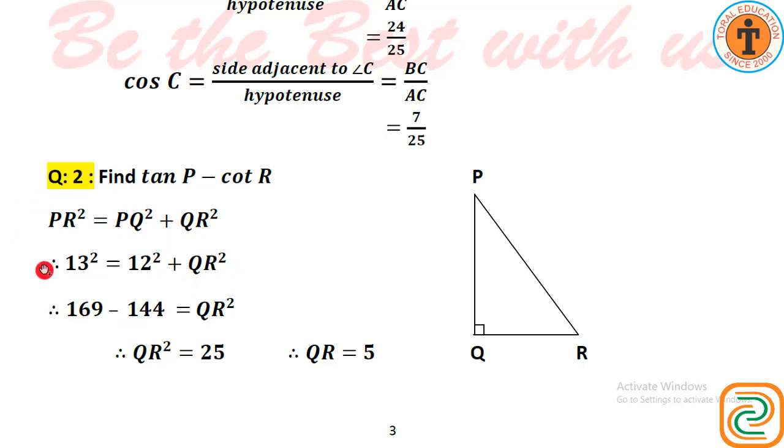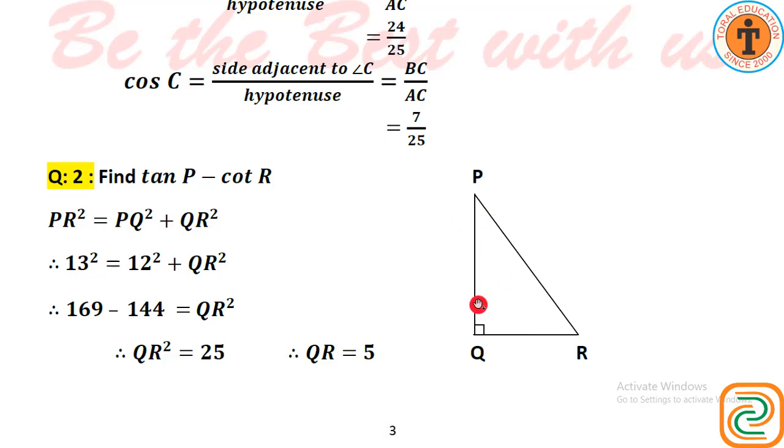Again Pythagoras theorem. 13 square that is 169, minus 12 square that is 144, equals QR square. Therefore QR square equals 25. Taking square root on both sides, we get QR equals 5. Now we have to find out tan P. Tan P means opposite side upon adjacent, QR upon PQ.